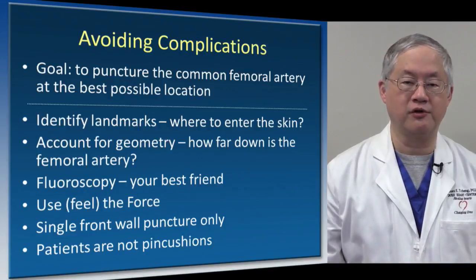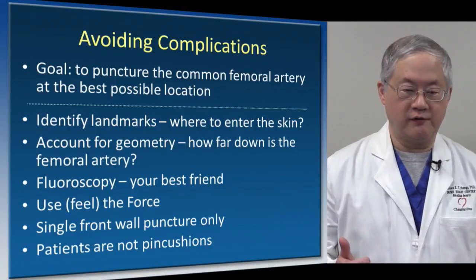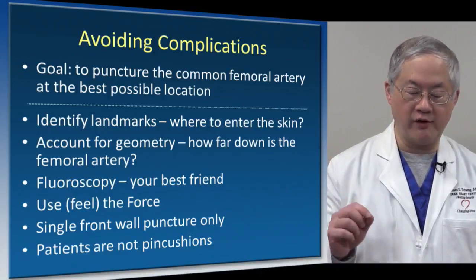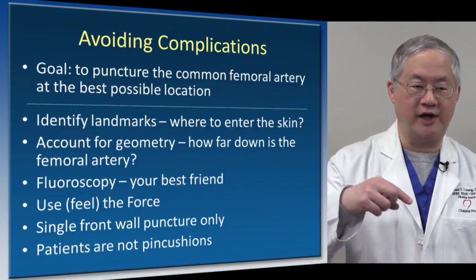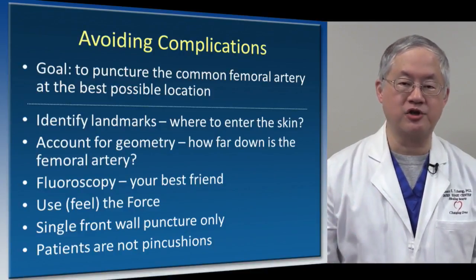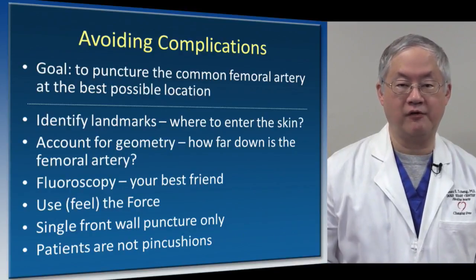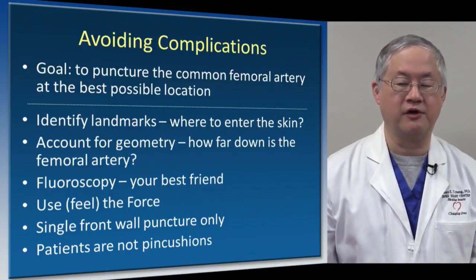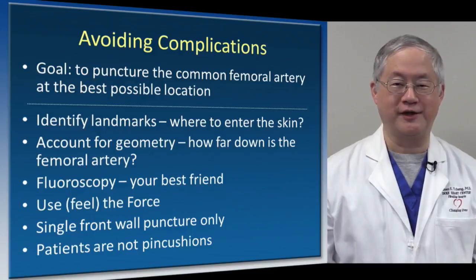So what do you need to do in order to avoid complications with respect to your femoral access? The first one is to know what landmarks you should be using so that you can understand where you need to puncture into the skin, so that once you've accounted for geometry, you can actually access the femoral artery at the right spot, at the best possible location. And I'm going to show you in a few moments where that spot is. If you have the benefit of being in a catheterization laboratory, fluoroscopy turns out to be your best friend to trying to figure out exactly where that spot is. I have a bullet point there about feeling the force.